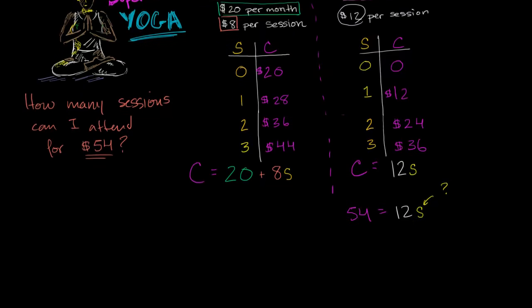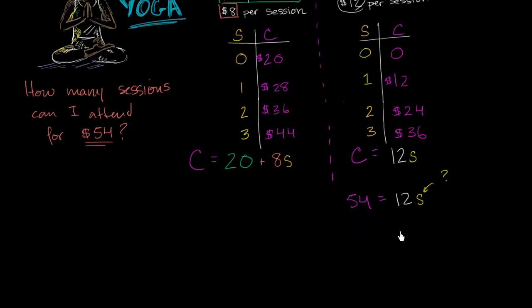Well, you might say, if I could just get an S on the right-hand side here, then I'll have an answer. S will be equal to some value. And if I want just an S on the right-hand side, I'd ideally just like to divide this by 12. 12S divided by 12 is just going to give me an S, just the number of sessions. But if I have an equal sign, I can't just willy-nilly divide one side by 12 without doing the exact same thing to the other side.